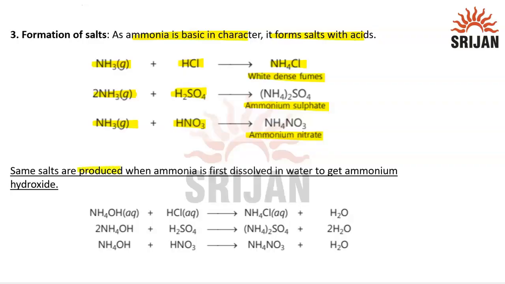Some salts are produced when ammonia is first dissolved in water to get ammonium hydroxide. So again, ammonium hydroxide on reacting with HCl will give us ammonium chloride along with water. So simply an acid and base reaction, which is acid on reacting with base will give us salt and water. Here we also have the same reaction: ammonium hydroxide on reacting with sulfuric acid will give us a salt, which is ammonium sulfate, along with water. Then ammonium hydroxide reacts with nitric acid to produce a salt, which is ammonium nitrate, along with water.